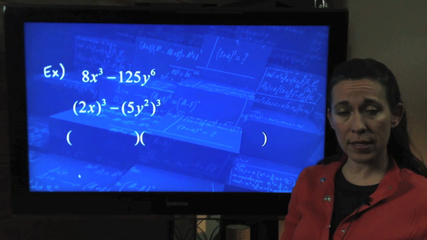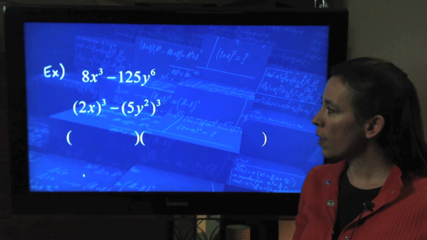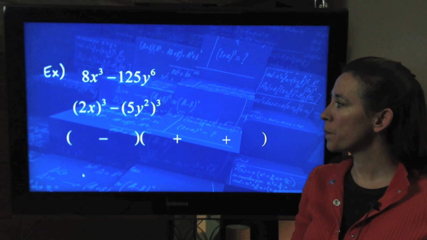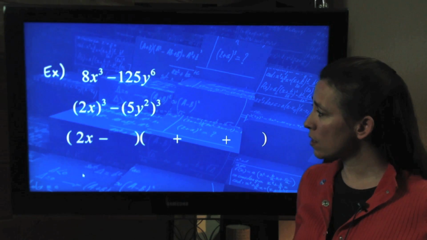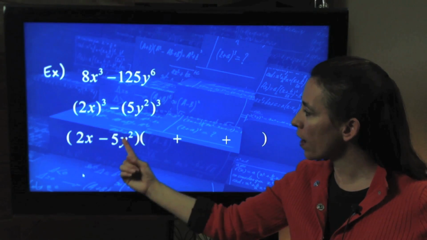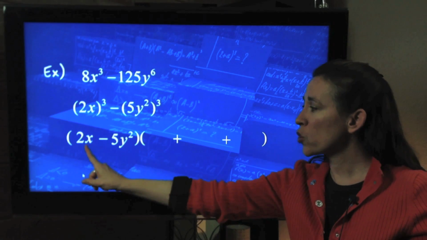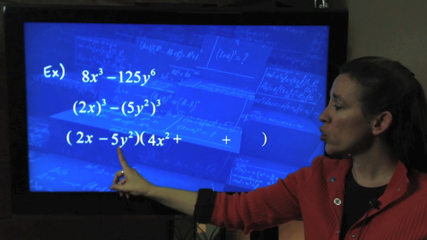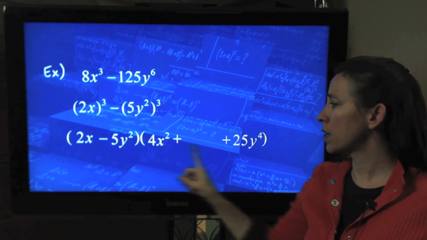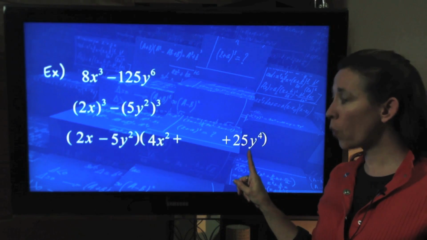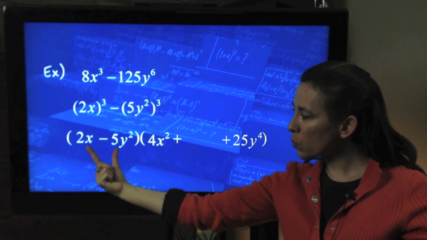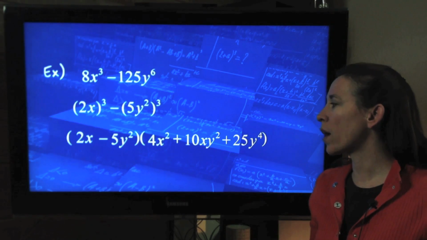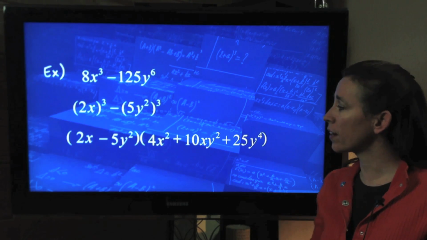Then we put in our parentheses, binomial and then a trinomial. Then our signs: same, opposite, always positive. And then we're going to drop our bases into the binomial, 2x and then the 5y squared. And then we're going to square the 2x to get our first, and we get 4x squared. We're going to square the 5y squared to get our last, which is 25y to the 4th. And then multiply the 2x and the 5y squared to get 10xy squared in the middle. And there's our final answer for that one.